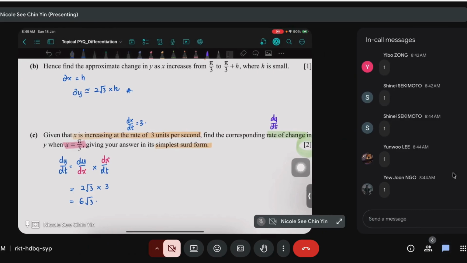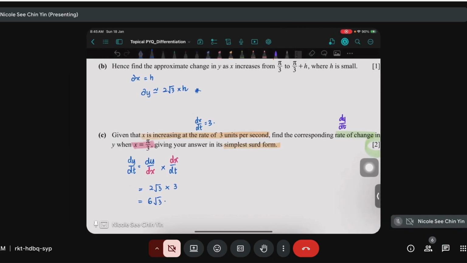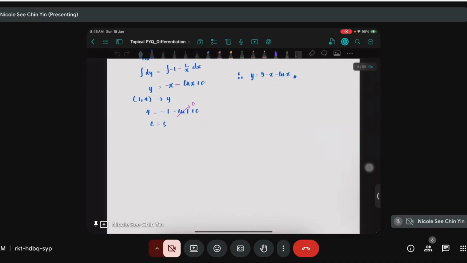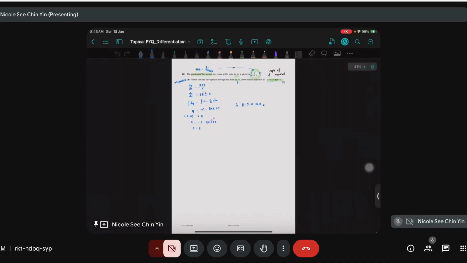Ipoh? Not yet. Okay, thank you. Okay, we move on to the next one. Okay, next question.